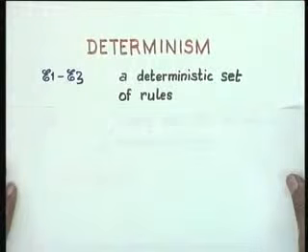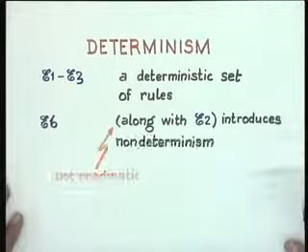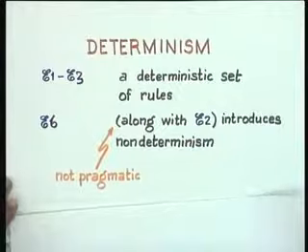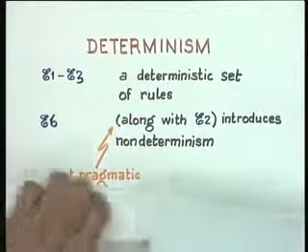Very often for pragmatic reasons we would like to have a deterministic set of rules, and we will assume very often that we'll give only a deterministic set of rules, because that ensures that it defines the compiler for a uniprocessor quite unambiguously.